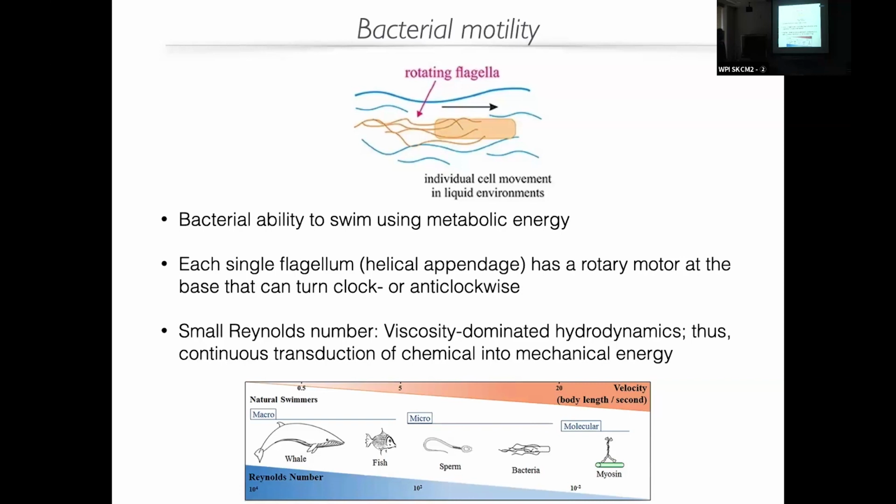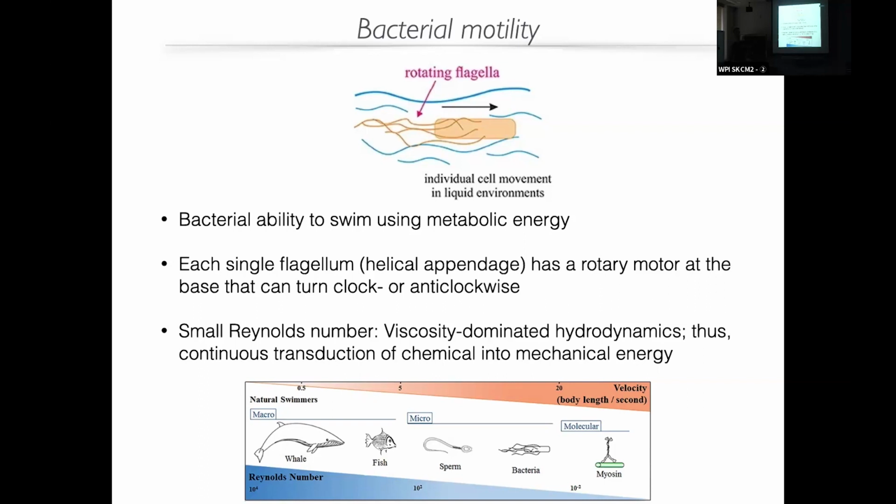Motility stands for the bacterial ability to swim using metabolic energy. Typically, it's some elongated object with a bunch of flagella at the end, which are helical appendages with a little motor that attaches these appendages at one end of the bacteria. All of the appendages have the same helicity. All of the motors are rotating with the same chirality for the bacteria to move, let's say, forward.